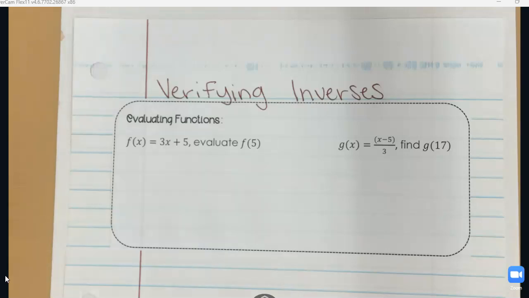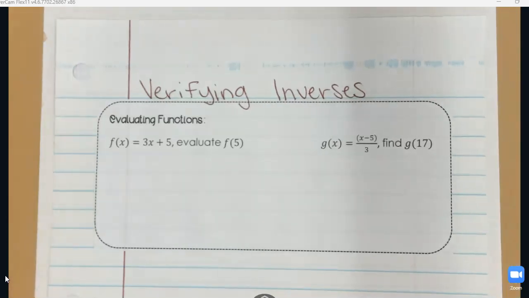Alright, welcome back to an exciting lesson in Algebra 2. We have previously talked about how to find inverses. Now we are going to talk about how to verify if we have done it correctly, or if you are given two functions, how to determine if they are inverses of each other. So first of all, we are going to recap what it means to evaluate a function.